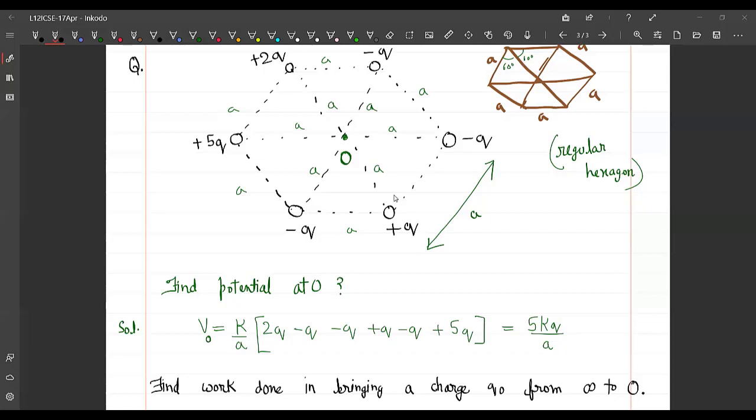Sir, what should we take potential at infinity? Potential at infinity is taken as 0. If it is not given, potential at infinity is 0.